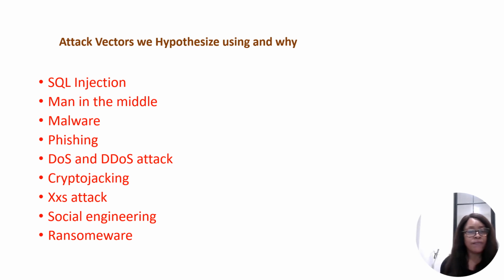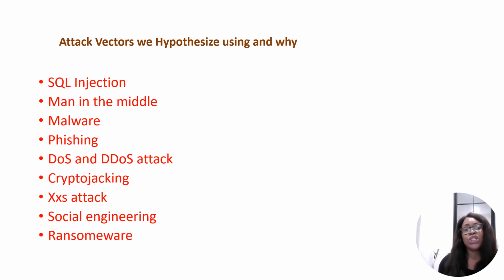So here we have various attack vectors. We have SQL injection, man in the middle, malware, phishing, cryptojacking, DoS attacks, social engineering, and ransomware. But today I'll be talking about SQL injection. So there are various reasons why attackers resort to employing SQL injection techniques during their malicious activities.